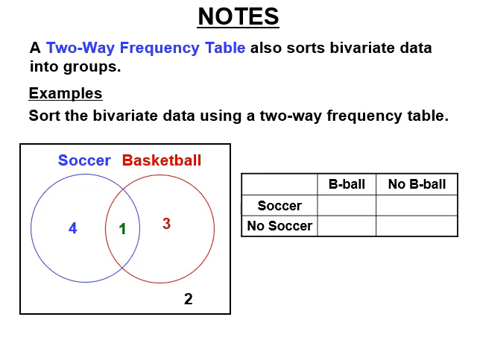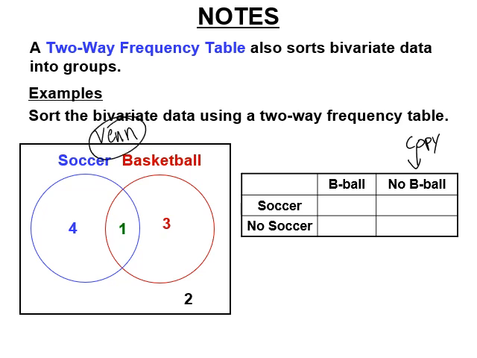And so another way of sorting the same data is called a two-way frequency table. So you're going to have to copy this that you see here. That's a two-way frequency table. And it sorts the data in a different way. So here's the Venn diagram that we just made.